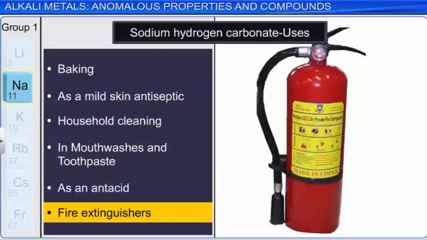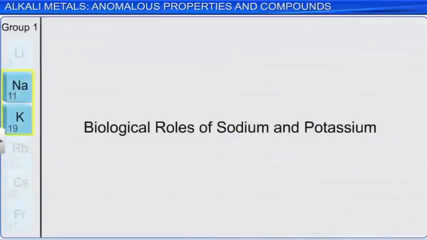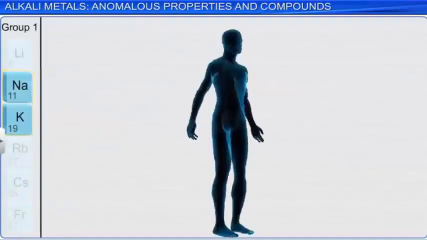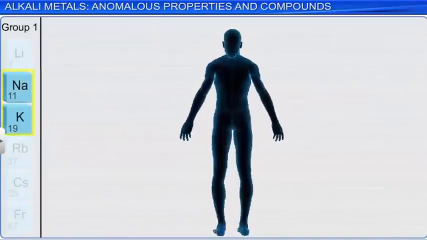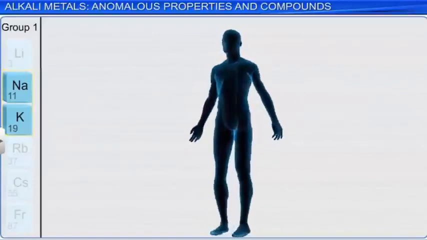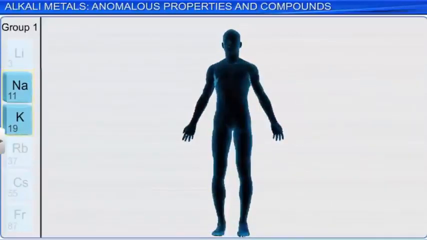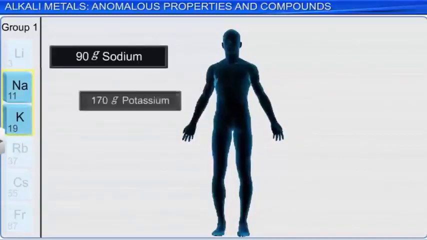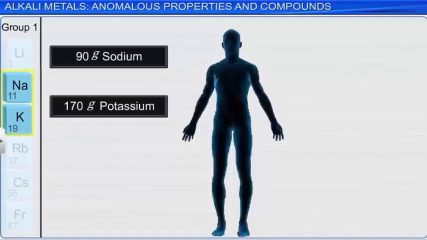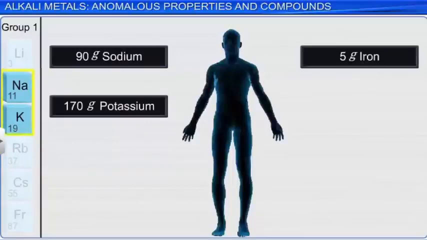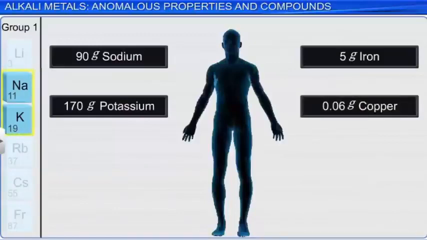Both sodium and potassium have important biological roles. They are present in relatively large amounts in the human body. In an average adult male with a body mass of 170 kg, about 90 grams of sodium and 170 grams of potassium are present. Compare this with the other essential nutrients: only about 5 grams of iron and 0.06 gram of copper. This reflects the important roles both sodium and potassium ion play in the human body.